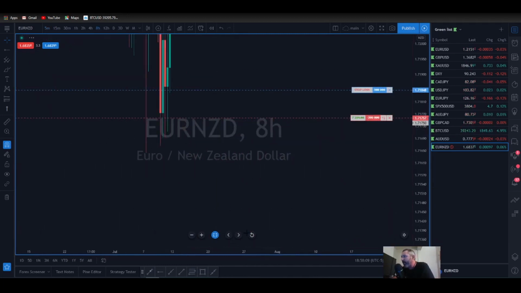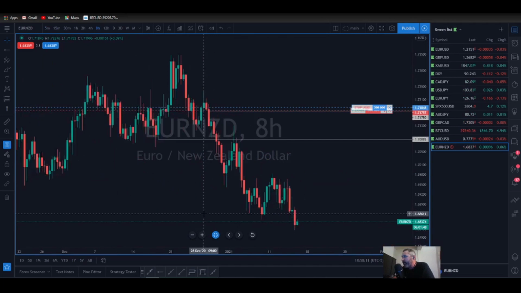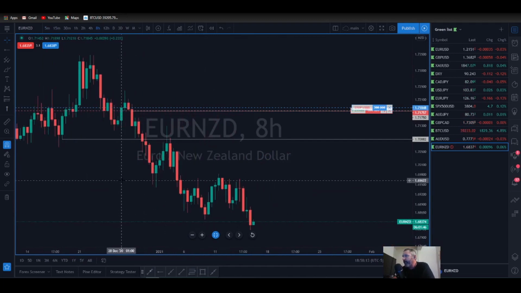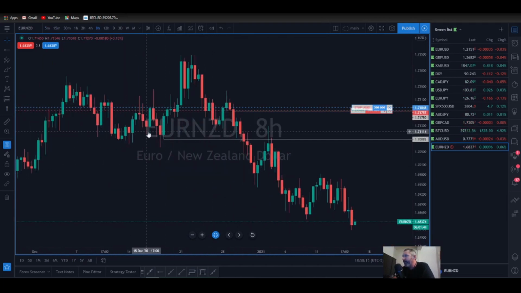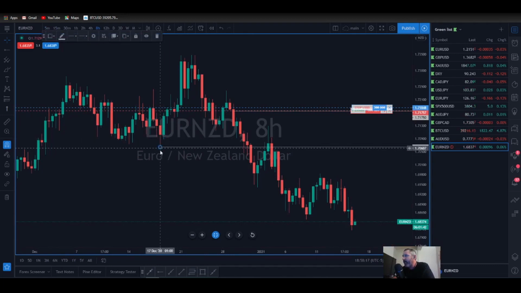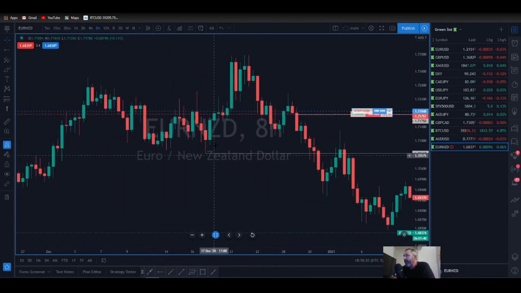Let me go back into the 8 hour and show you. And it was well documented. It was this low right here. We had pushed up and then we rolled over and we started closing 8 hour candles. And on this push up right here, this is where I look to get short, aiming for this low here.